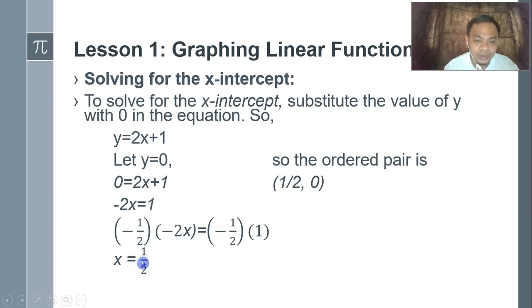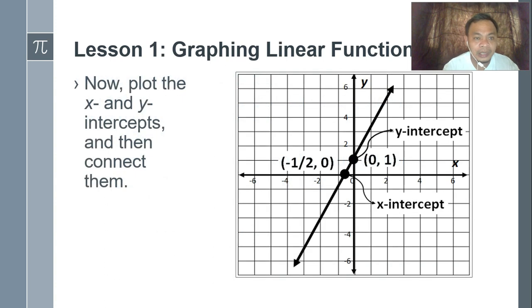Okay, negative 1/2. So the ordered pair is negative 1/2 and 0. Negative 1/2 and 0 is our second ordered pair. So now, we can graph the linear function on our Cartesian coordinate plane. Now, plot the x- and y-intercepts and then connect them.